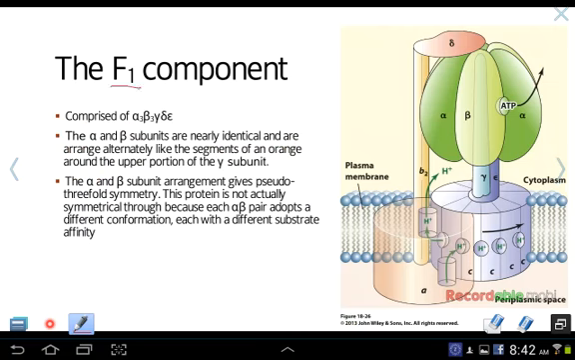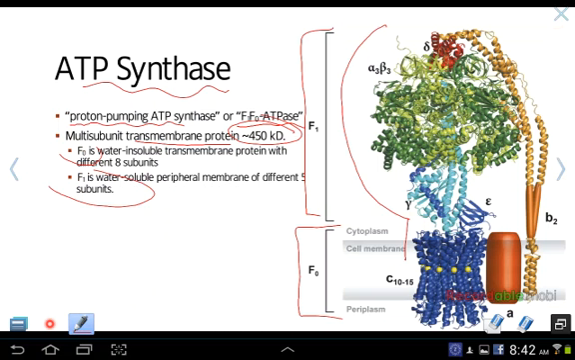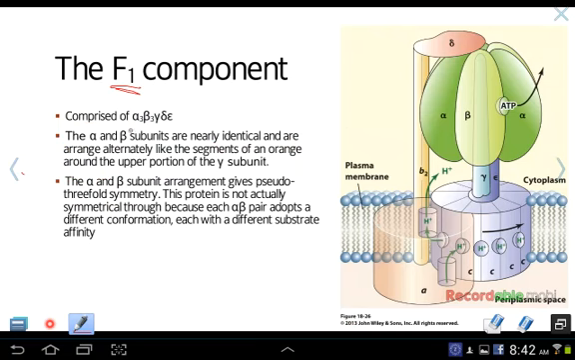So the F1 component, which we said is the lollipop part of the protein complex, is comprised of 3 alpha, 3 beta, a gamma, a delta, and an epsilon subunit. The alpha and beta subunits are nearly identical, and they share sequence homogeneity.